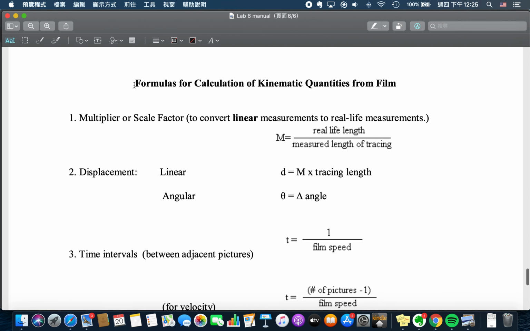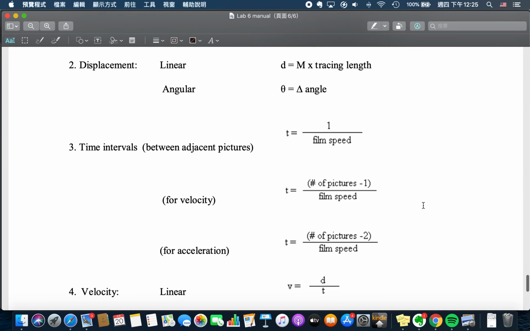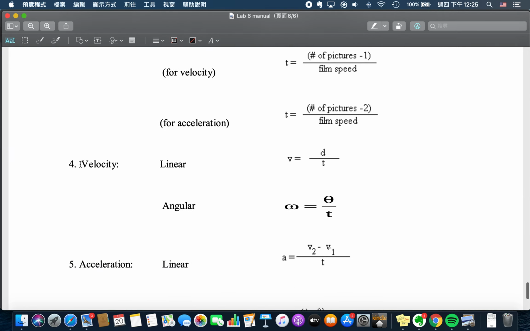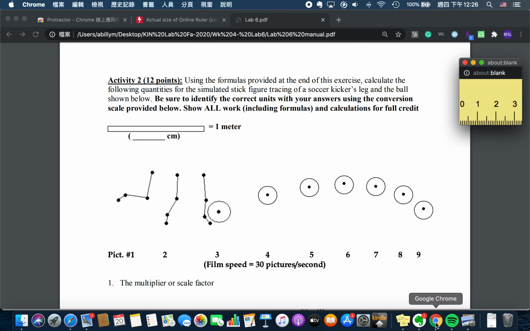You can see there are formulas for calculating kinematic quantities. You can browse down to velocity, that's displacement divided by time. So as long as you know how far the foot or the ball goes and how long it takes to travel that distance, that's the velocity. Alright, so let's do the first part.